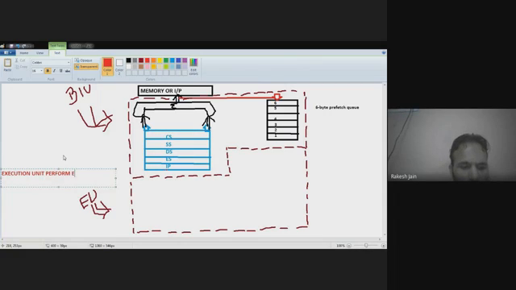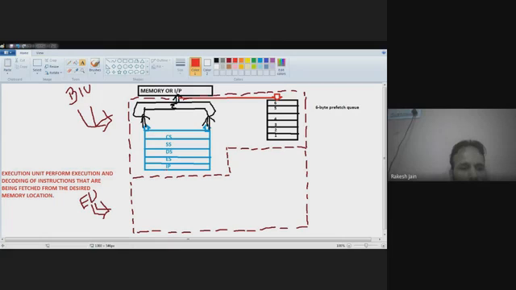The execution unit performs the execution and decoding of the instructions that are being fetched from the desired memory locations.